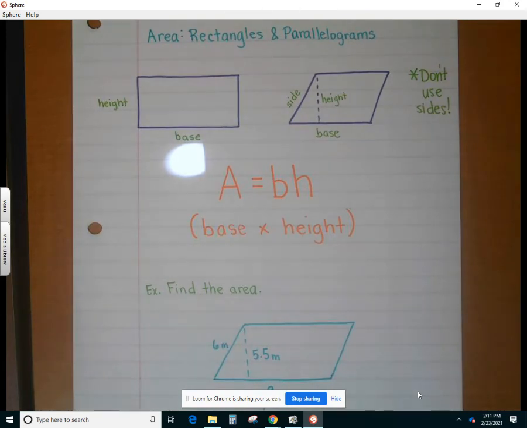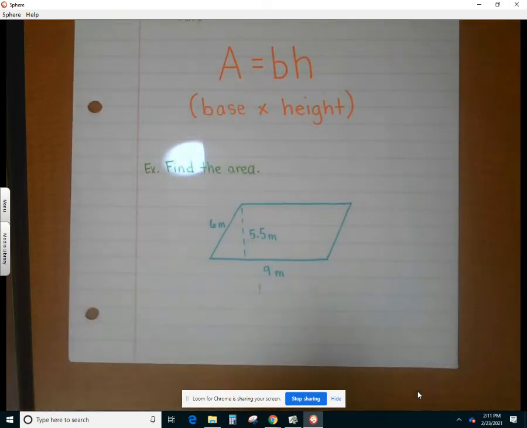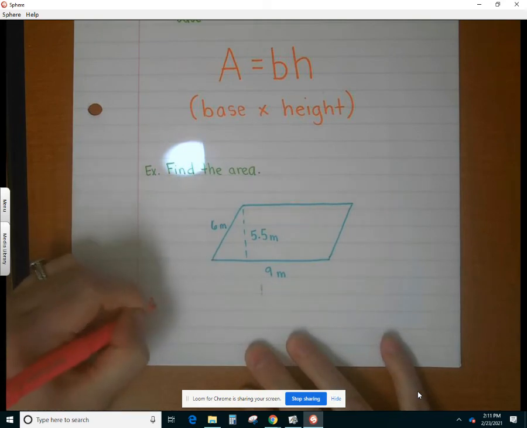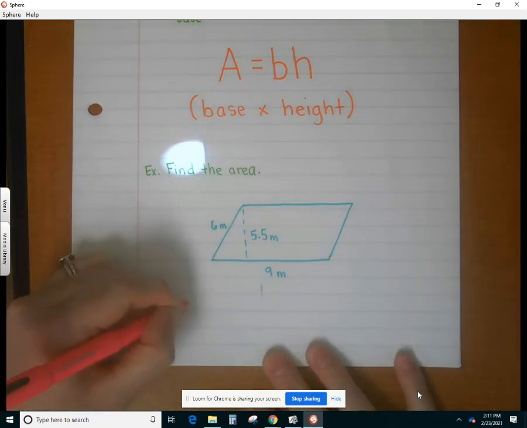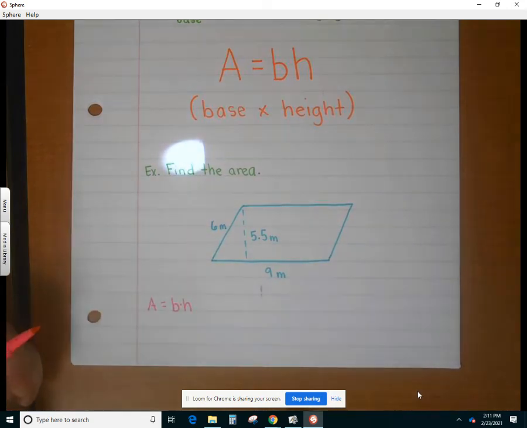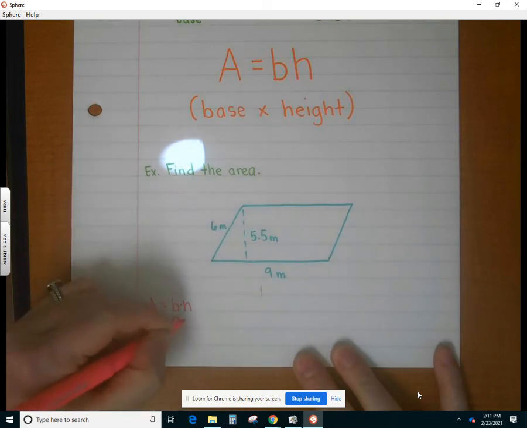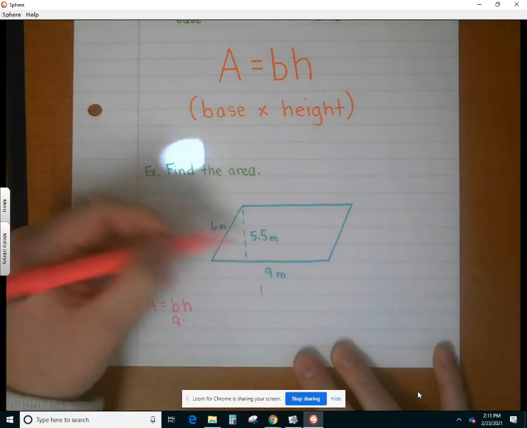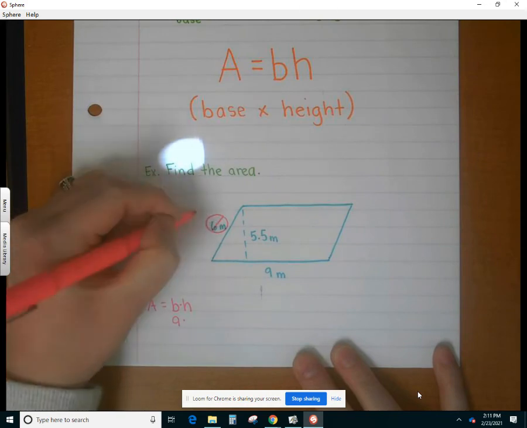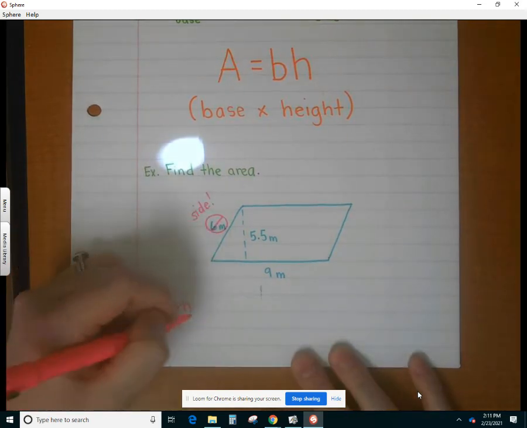So the first thing I always want you to do on an area problem is to write the formula. So just write it down. A equals BH. If you want, you can draw the dot in the middle. Just remember it's multiplying. And then the base is right here, 9. The height is right here. Remember that this is a side. We don't want to use sides. So if I see a side in a problem like this, I just cross it out.